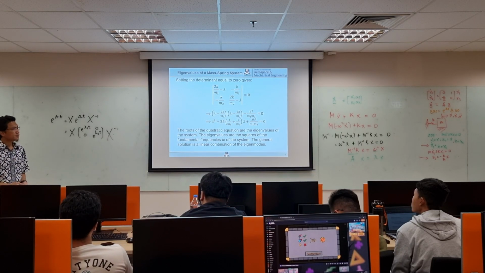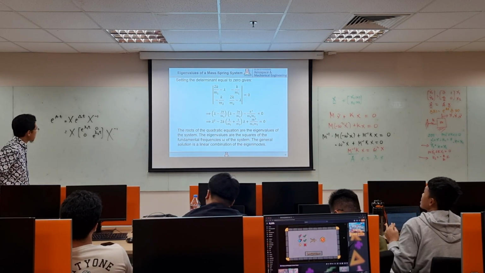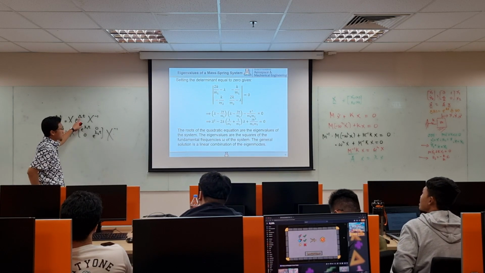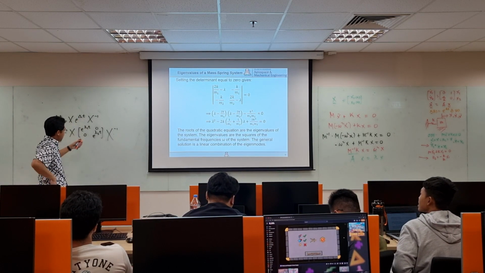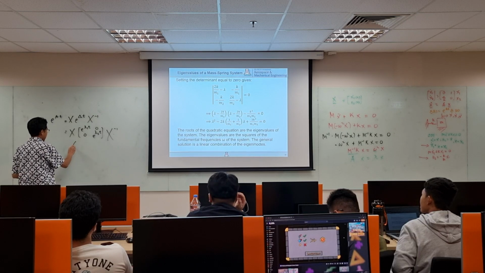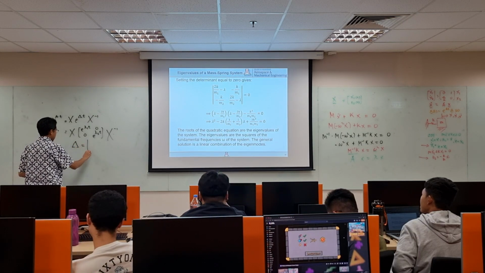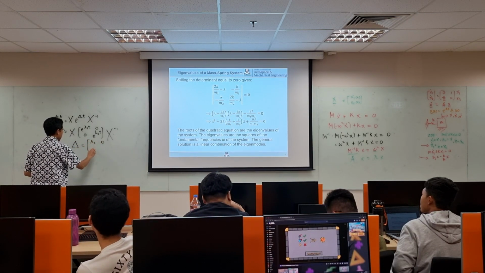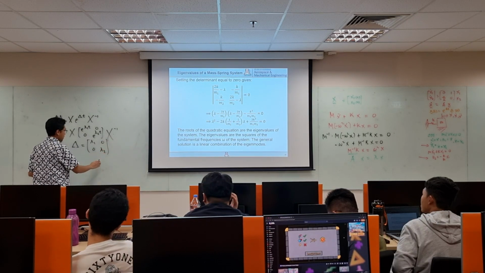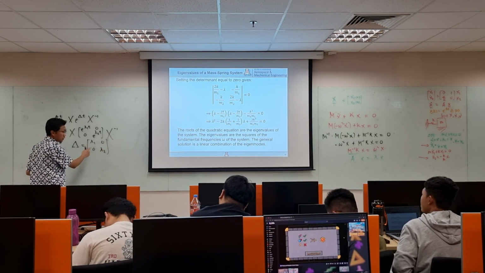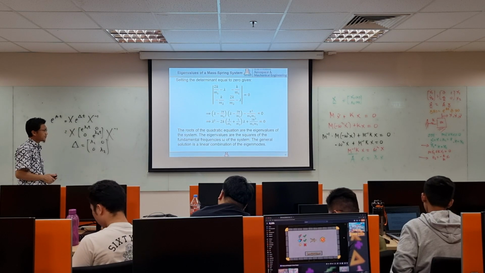What does that notation mean? The what? This one? Yeah. That is the diagonal of the matrix. Eigenvalue, you put it on the diagonal.